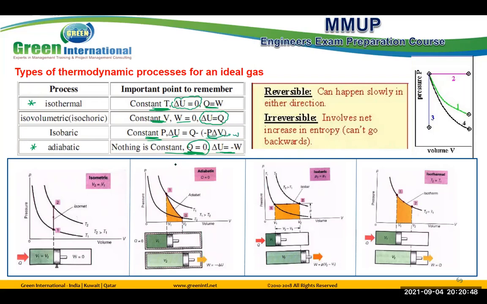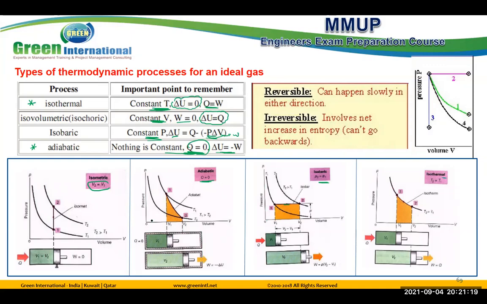By the way, what does each of these relations refer to? The first one is the isometric, constant volume process. The second one is adiabatic, no heat transfer. This one is isochoric, pressure constant. And this is isothermal.